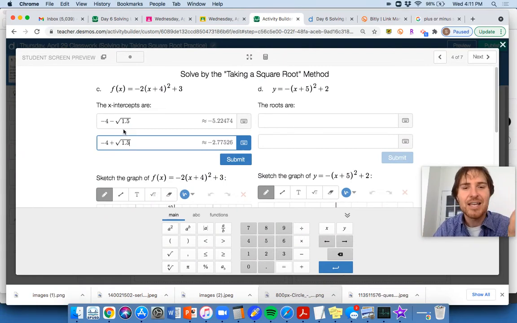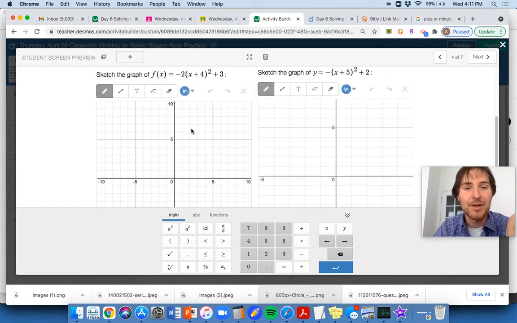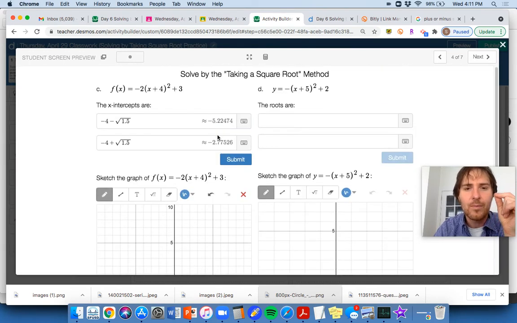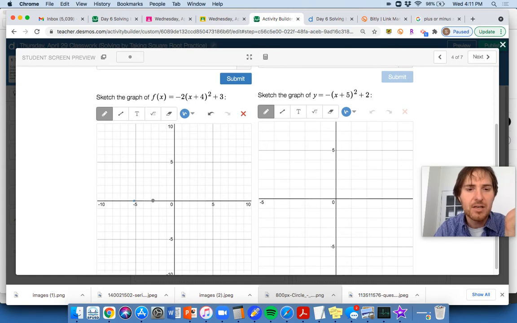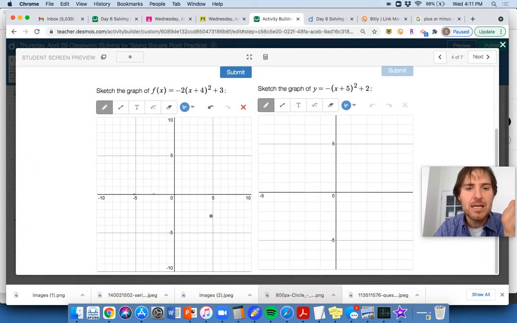But anyways, here we go. So now we just look at this. Get the decimal approximations here. We've got negative 5.2 or so. Oh, well, I'll just say that's right there. Why not? And we got negative 2.77. Okay, negative 2.77. There we go. Vertex, negative 4, 3. Yes, so it's downward facing. That's right. I should have maybe said that already.